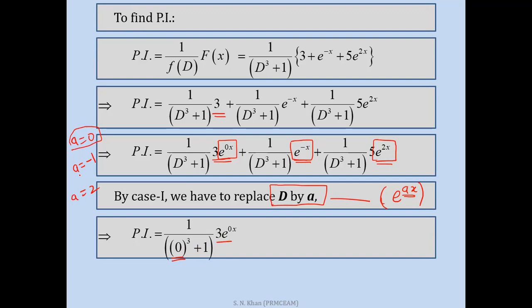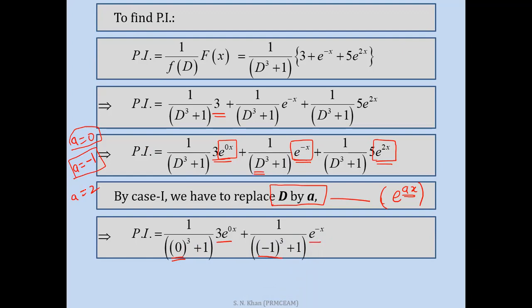For the second term, the value of a is minus 1. So now in the second term we have to replace d with minus 1. So it will become 1 upon minus 1 bracket cube. As it is d cube, it will become minus 1 bracket cube plus 1 as it is. And the function e to the power minus x is as it is.